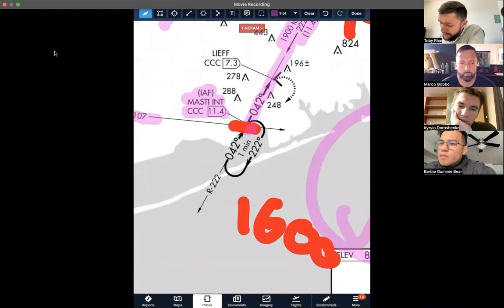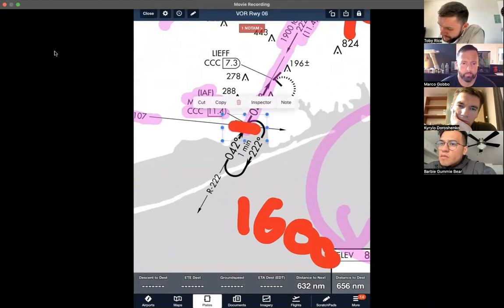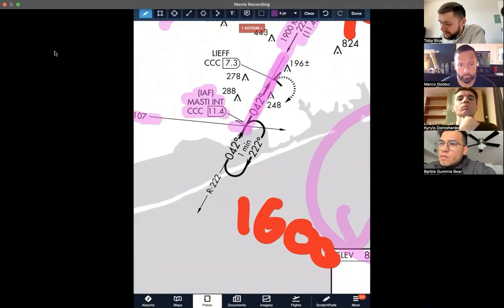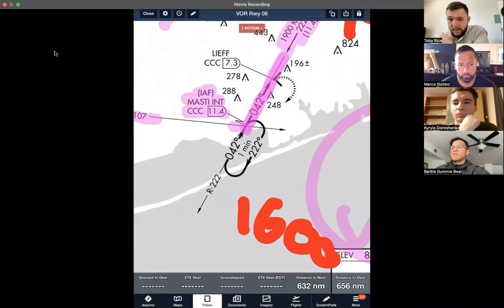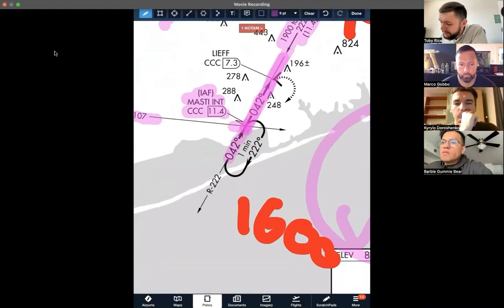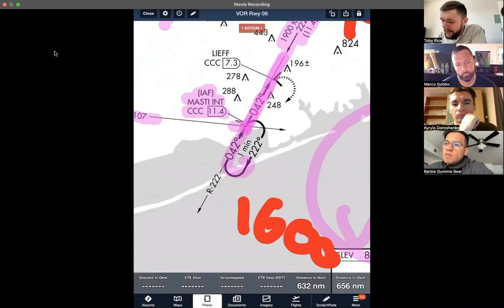So on this particular approach, let's see here. On this procedure, I'm coming in this direction. So that would simply be a parallel entry or a teardrop. I personally prefer parallel entries. So that's what I'm going to do. I'm going to fly outbound for 1 minute. After 1 minute, I'm going to turn and intercept.